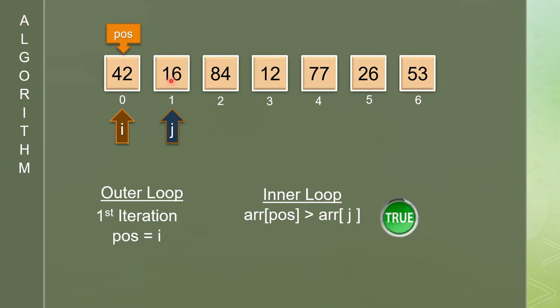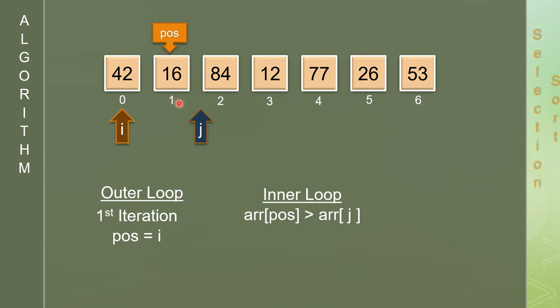Since it is true, what you are going to do is immediately change the position value to j, that is position equal to j. You can see here now the position element has been shifted. The position will be shifted to the second element, that is ARR of 1. That will now be considered the least value. Now again the loop will continue its execution.